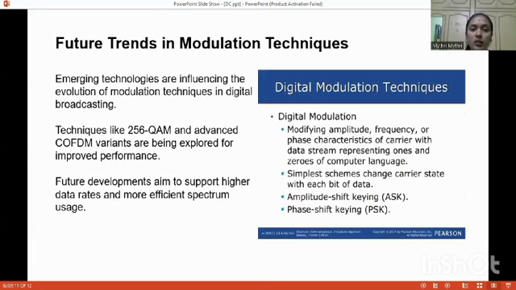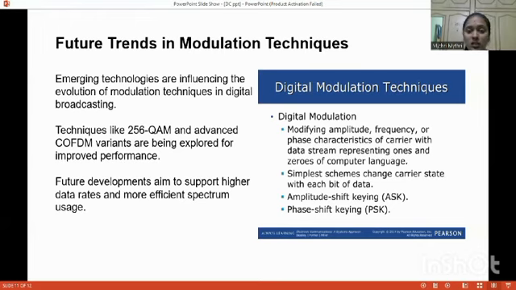Future trends in modulation techniques. Emerging technologies are influencing the evolution of modulation techniques in digital broadcasting. Techniques like 256 QAM and advanced COFDM variants are being explored for improved performance. Future developments aim to support higher data rates and more efficient spectrum usage.